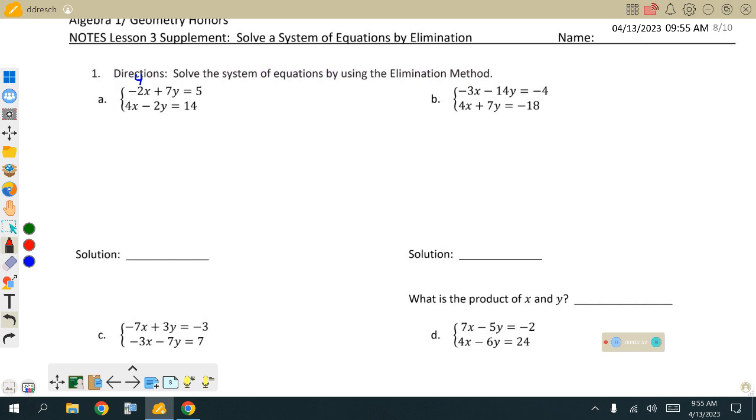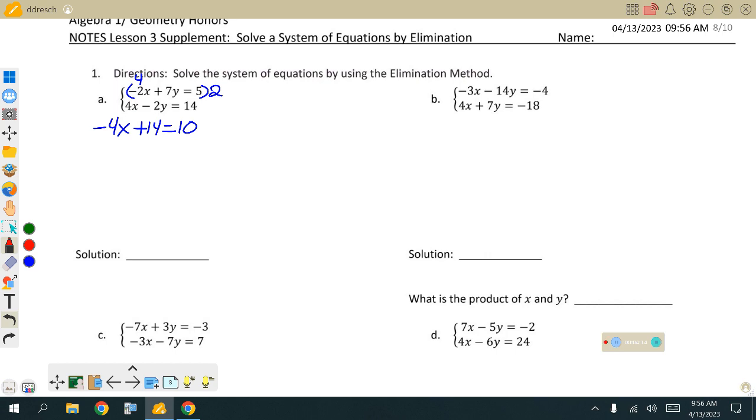All right, let's do that. That top equation needs to change, doesn't it? It's a negative 2x. What times negative 2 gives me a 4? 2. We're going to multiply that top equation by 2. So we got to rewrite that top equation now. Multiply everything by 2. It's like your distributive property. Everything multiplies by 2. Let's rewrite that down below. 2 times negative 2x. Whoops, multiply. 2 times 7y. And 2 times 5.